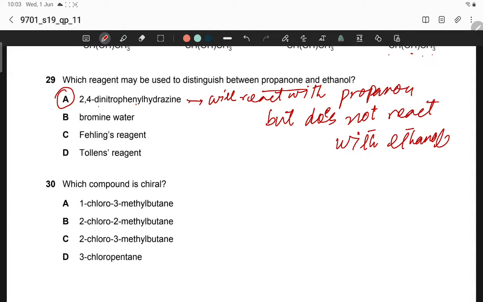Bromine water cannot differentiate propanol and ethanol. Failing reagent also has no reaction with both propanol and ethanol, and neither does Tollens' reagent.